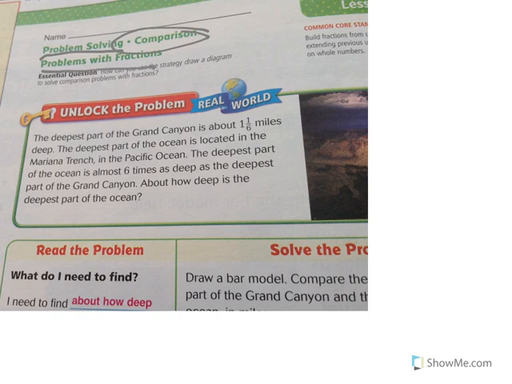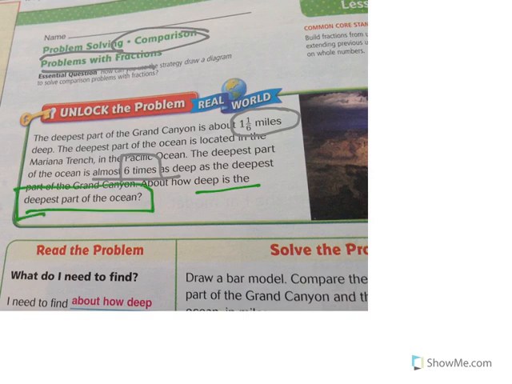The deepest part of the Grand Canyon is 1 1/6 miles deep. The deepest part of the ocean is located in the Mariana Trench in the Pacific Ocean. The deepest part of the ocean is almost 6 times that. The biggest thing with story problems is there's a lot of fluff in between. Fluff worries kids, but they just have to realize what they're asking and pick out the main stuff. About how deep is the deepest part of the ocean?